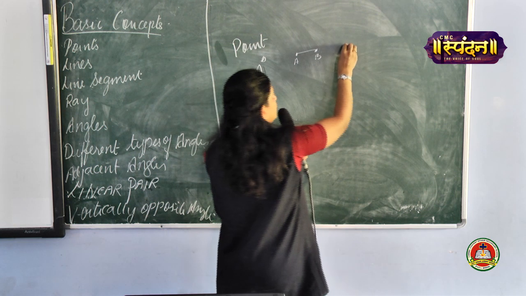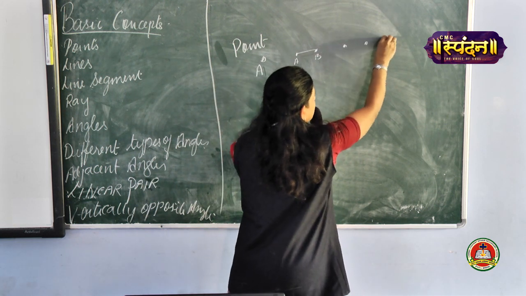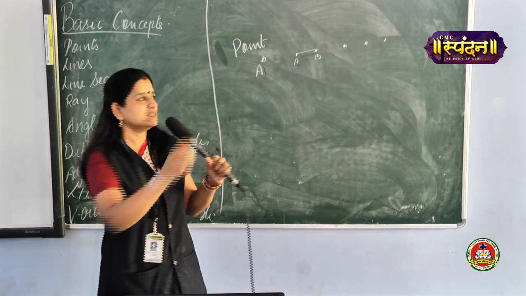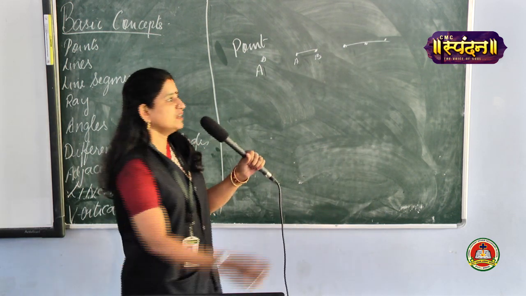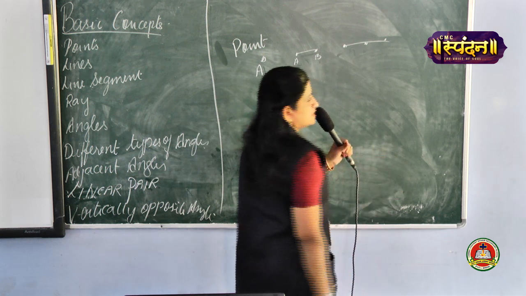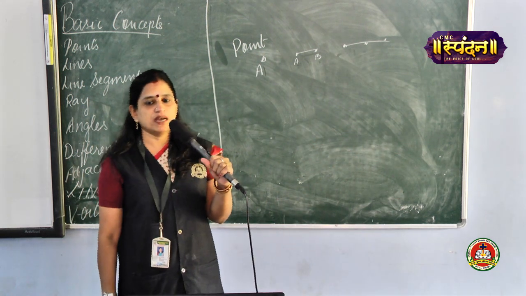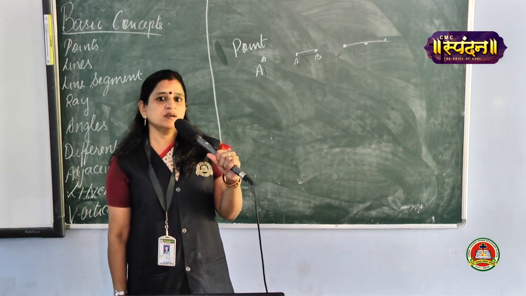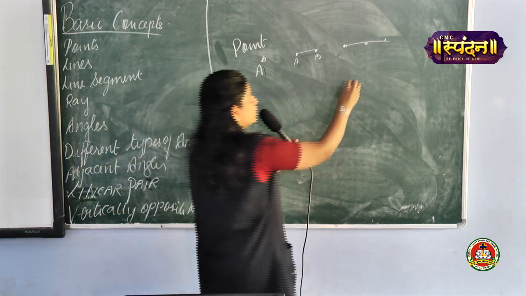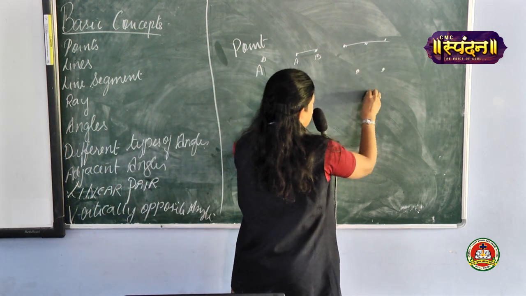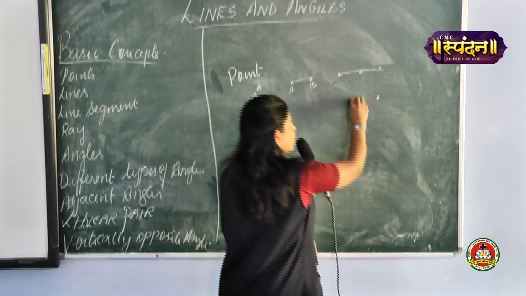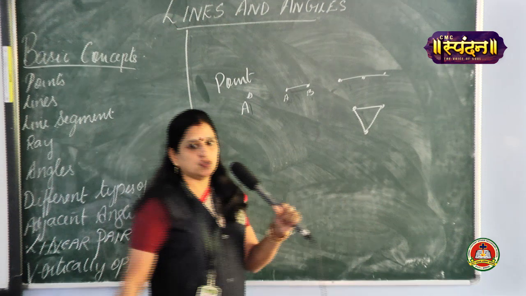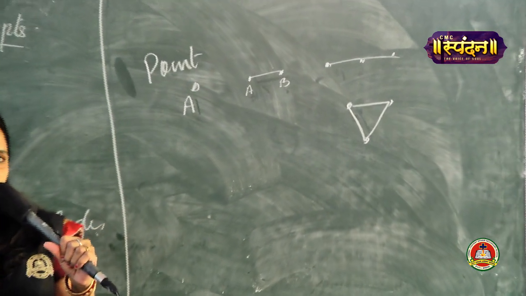Next comes 3 points. There are 2 ways of representing 3 points. One in the form of a straight line. When the 3 points are kept in a straight line, they are called collinear points. When these 3 points are not in a line, for example like this, what you are able to observe? When you join these 3 points, you get a triangle.